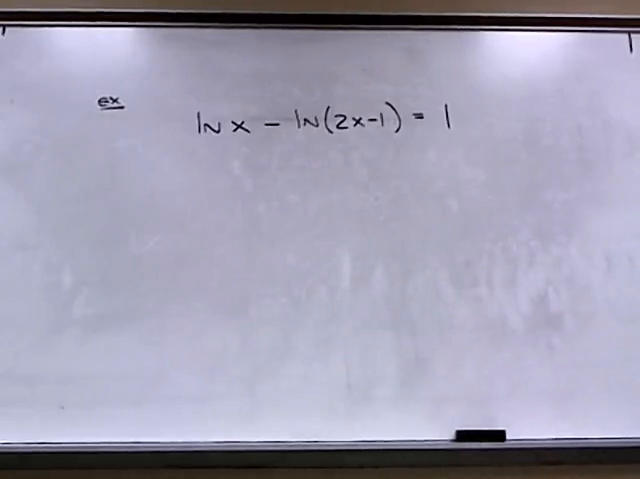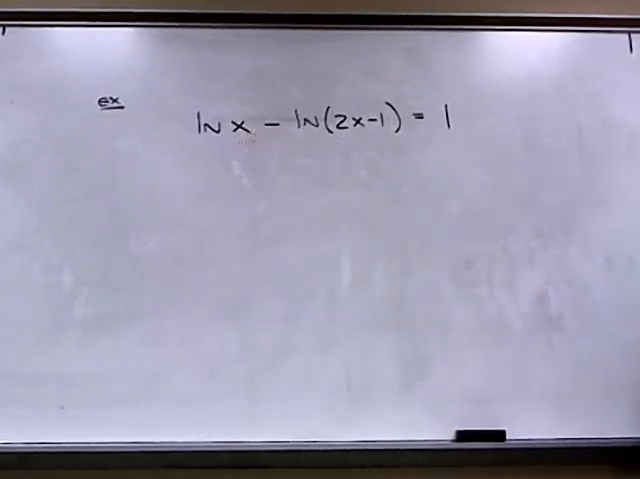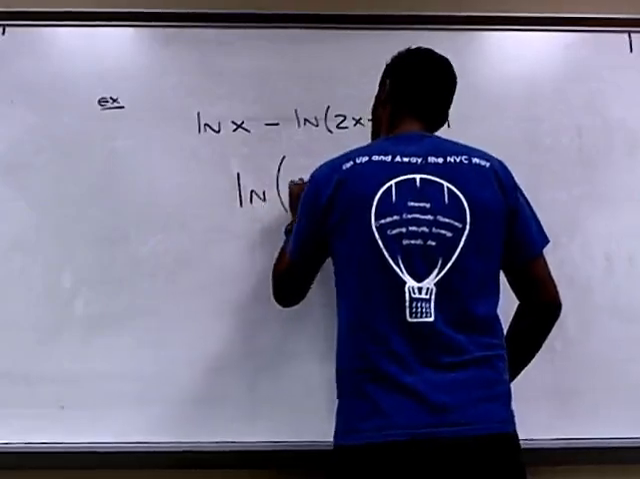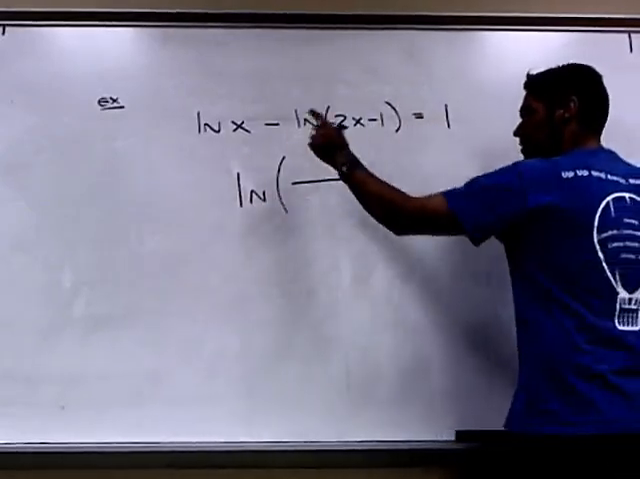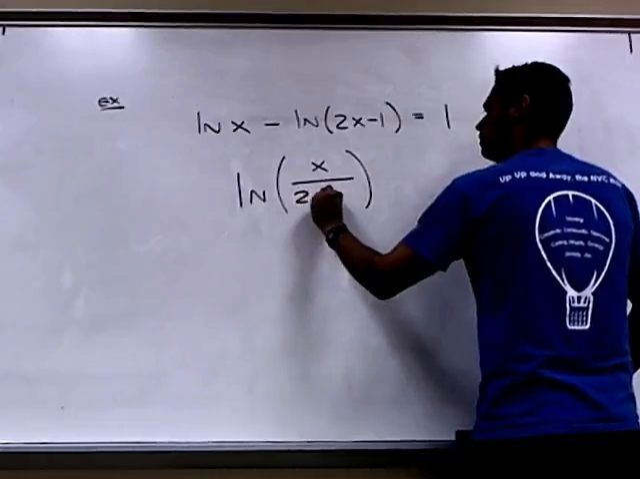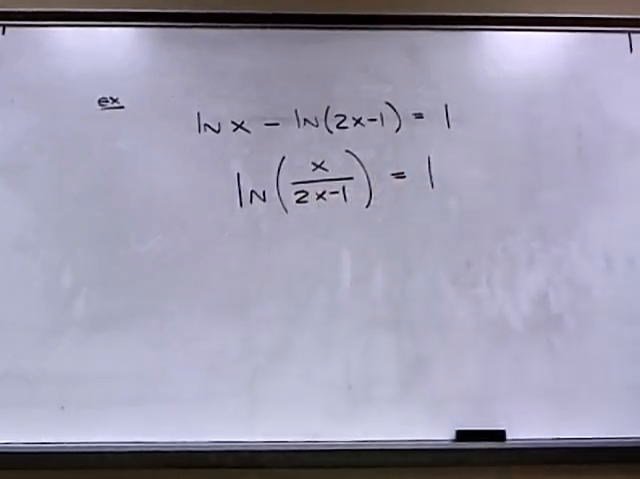What's the operation between the two logs? Subtraction. We can take two logs with subtraction between them and make it a single log. But we have to convert the subtraction to a division, right? So we have a single log here. Division inside. What goes in the top? The x. And then the bottom? 2x minus 1. That must equal 1. Right? Now what?